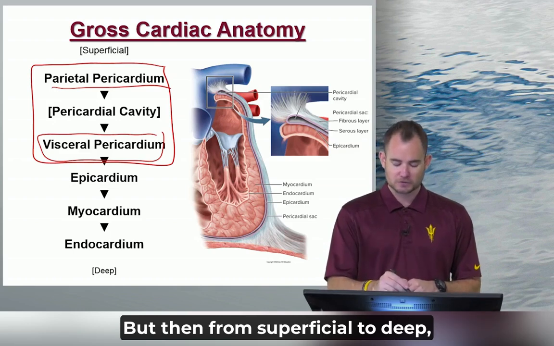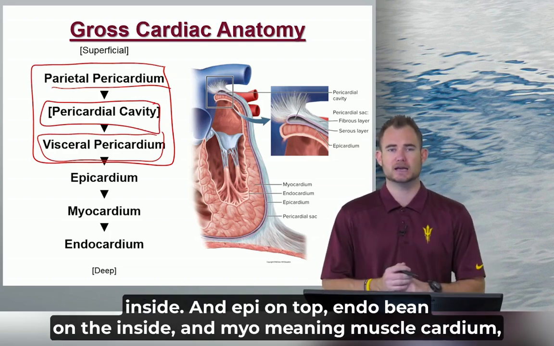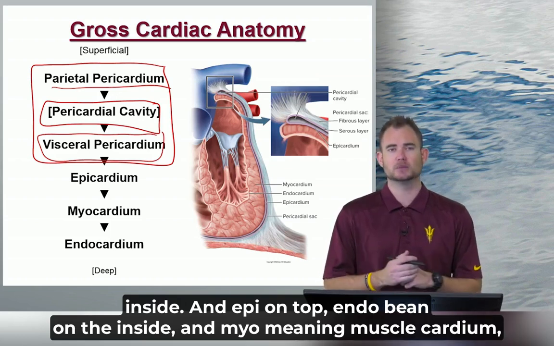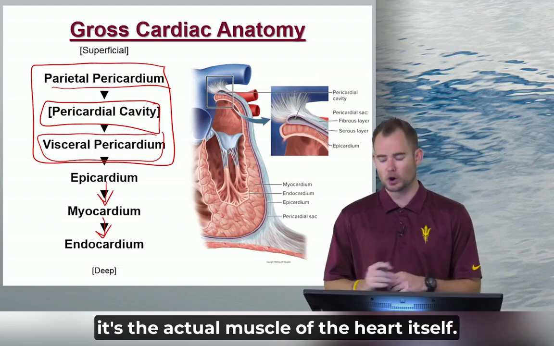But then, from superficial to deep, you have the epicardium, myocardium in the middle, and then endocardium lining the inside. And epi on top, endo being on the inside, and myo meaning muscle, cardium. It's the actual muscle of the heart itself.